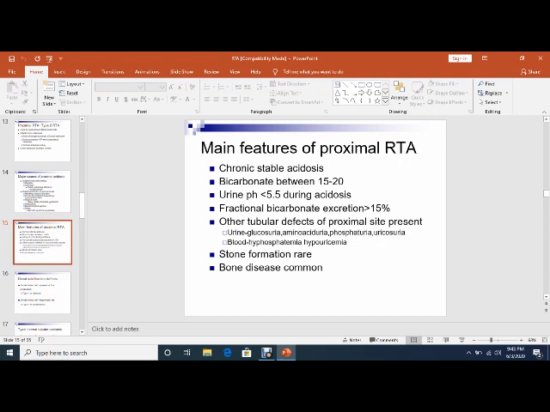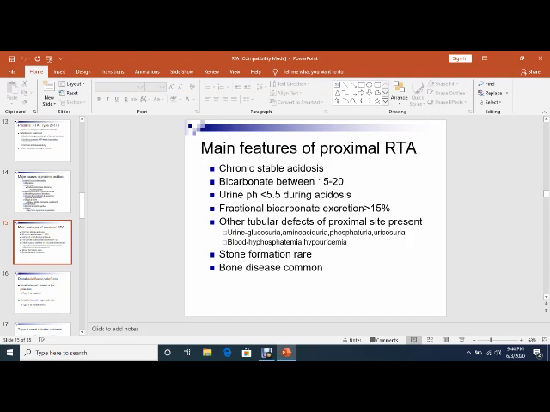So what are the main features of proximal renal tubular acidosis? Usually chronic stable acidosis. In this condition, bicarb is usually between 15 to 20 milliequivalent per liter. Normal value is 25 milliequivalent per liter. If you check the urinary pH, that will be less than 5.5 during acidosis. So this is the characteristic feature.